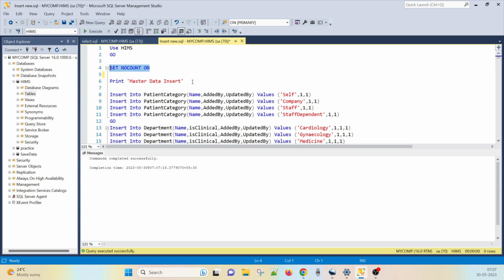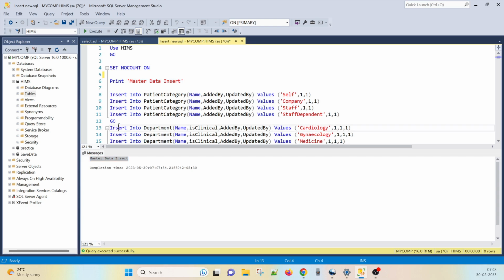Suppose I am inserting this record into the patient category, correct? So one row is affected, two rows affected, so that will give us the message. If we have to hide that, then we can use SET NOCOUNT ON. Okay, I executed it, and PRINT master data insert is used for our acknowledgement, means to show where I am right now. So we will get the message using the PRINT statement, like print hello or something like that.